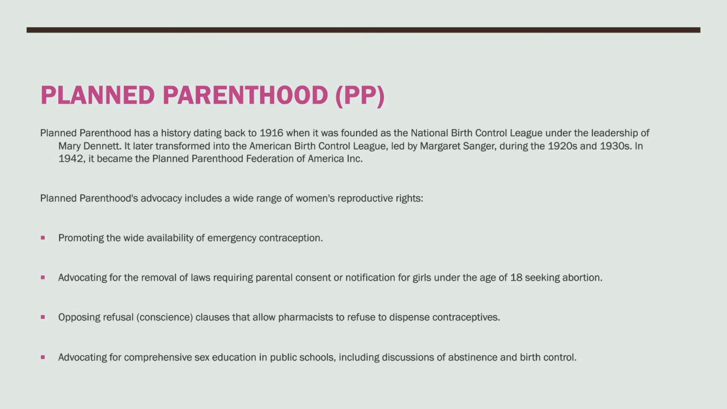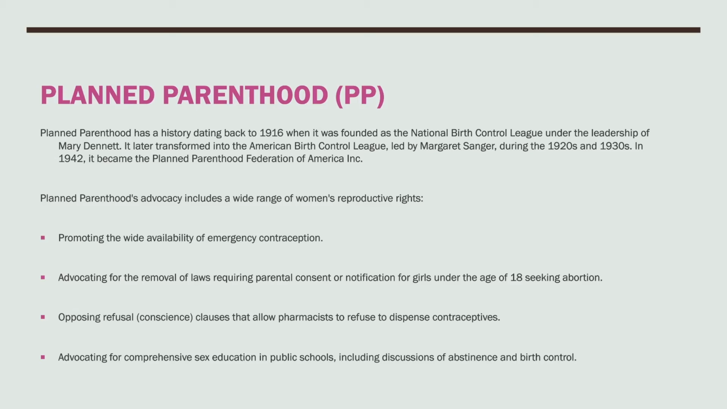Now let's look at Planned Parenthood. Planned Parenthood has a history dating back to 1916 when it was founded as the National Birth Control League under the leadership of Mary Dennett. It later transformed into the American Birth Control League, led by Margaret Sanger, during the 1920s and 1930s. In 1942, it became the Planned Parenthood Federation of America Incorporated.